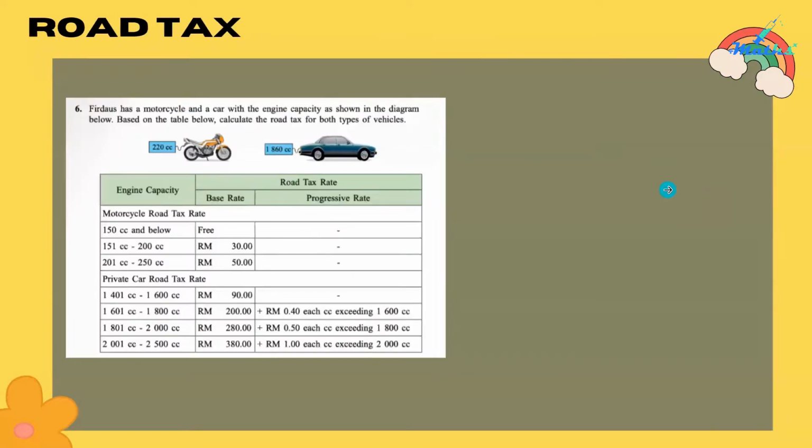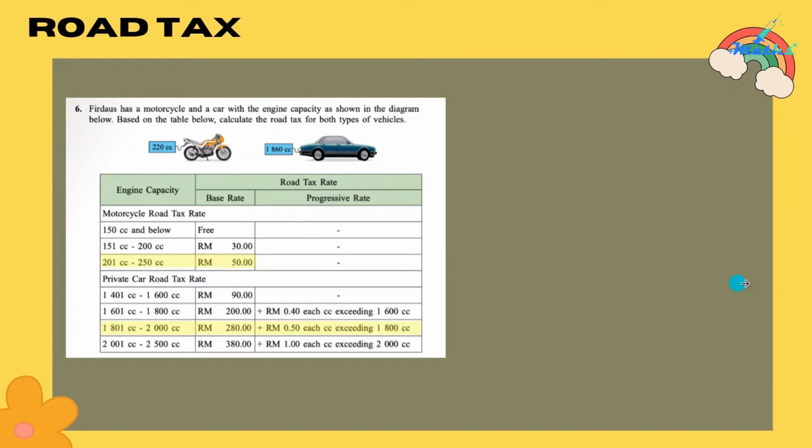So next is road tax. We go straight to the question since it's very simple. So let's see the question. Firdaus has a motorcycle and a car with the engine capacities as shown in the diagram, which are 220 and 1,860. Based on the table below, calculate the road tax for both types of vehicles. So based on the table, we need to find the 220 and the 1,860. So it's here and here.